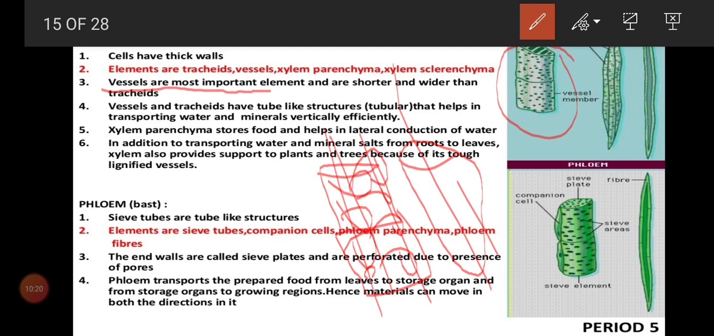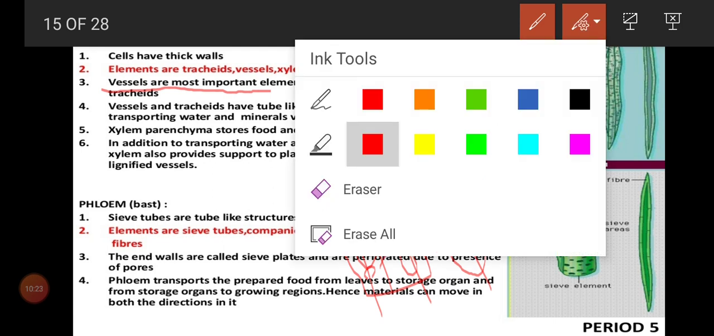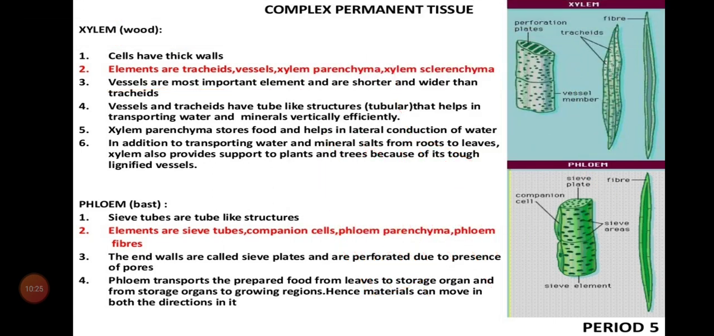Is that clear? So we know the four parts of xylem: tracheids, vessels, xylem parenchyma and xylem sclerenchyma. Now the first picture we call vessels. The second picture is tracheids. They have small round structures in their body. Through these two, tracheids and vessels, water will be conducted from the root to other parts of the body, like tube-like structures.